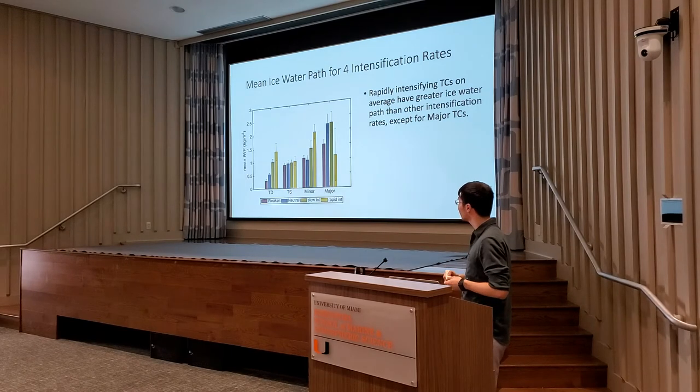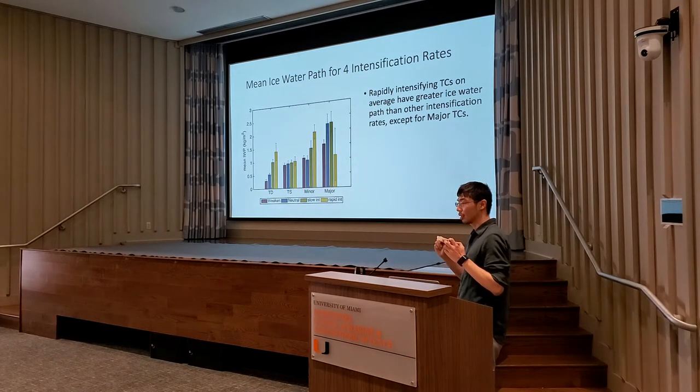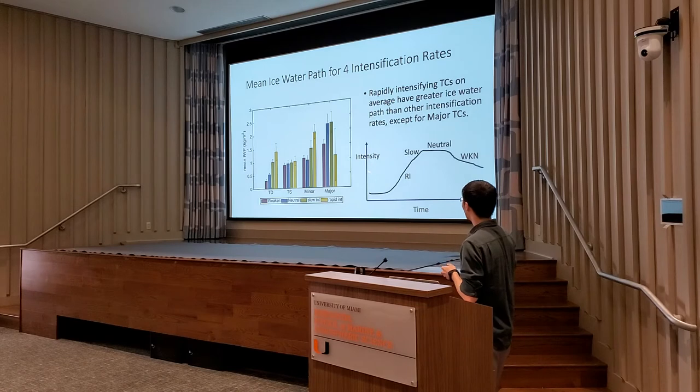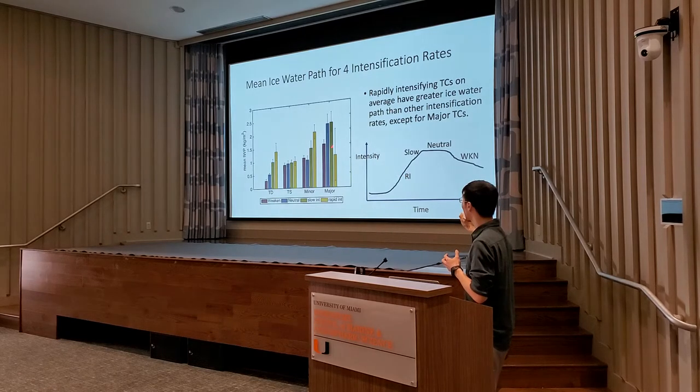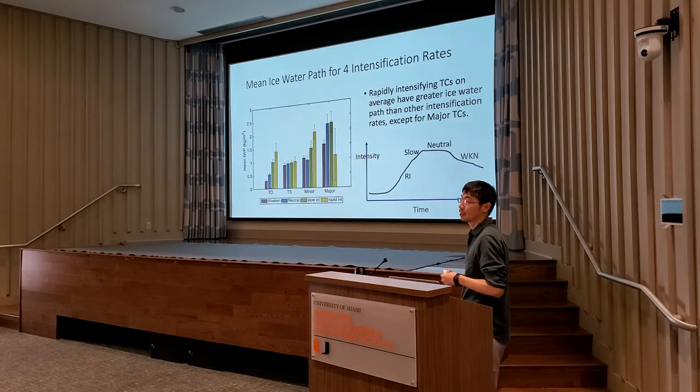For major TCs, our guess is that during this period, in the major TC phase, the initial TC intensity is weaker than the rest of the groups. So that's why we saw a much weaker ice water path compared to other groups in rapidly intensifying TCs.